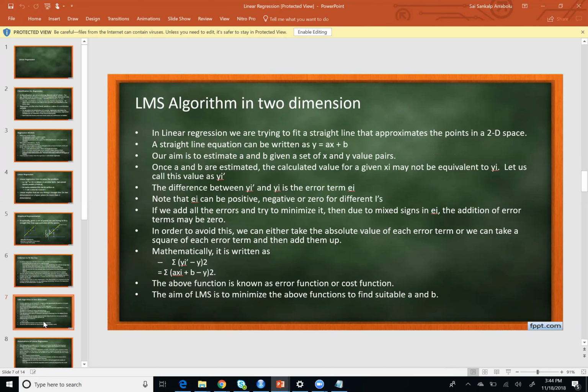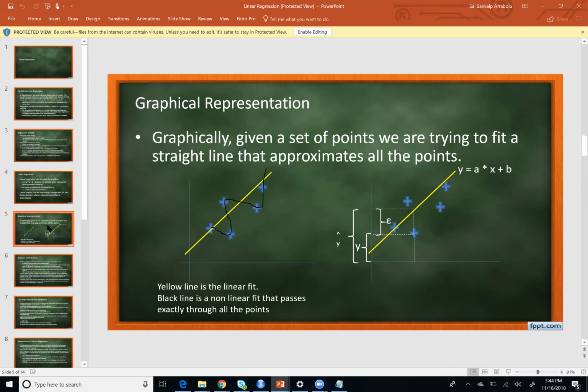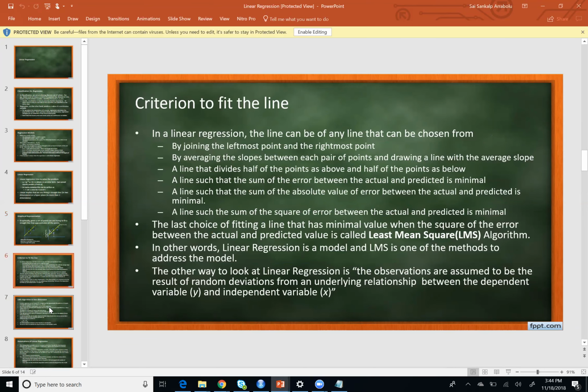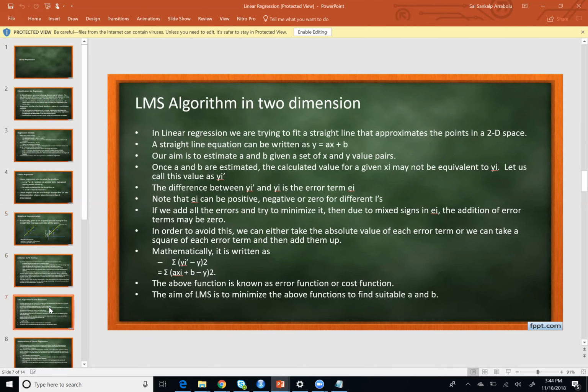Let's look at how this LMS algorithm is devised. Is everything clear up to this point? Like what LMS is, why did we choose LMS to solve this equation as opposed to other methods? Questions so far?